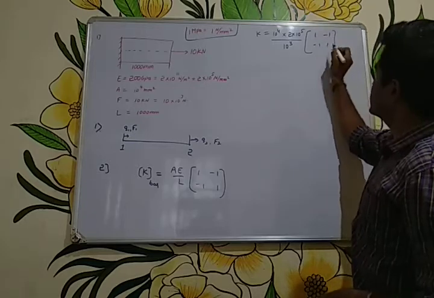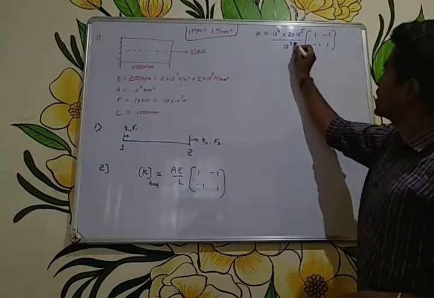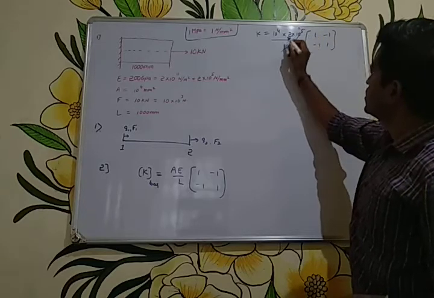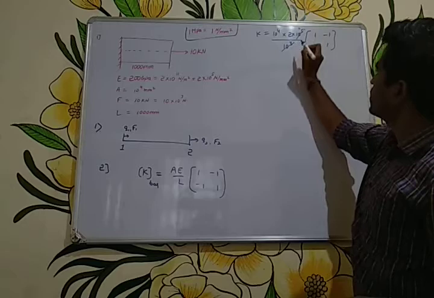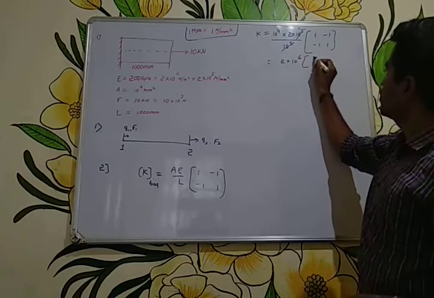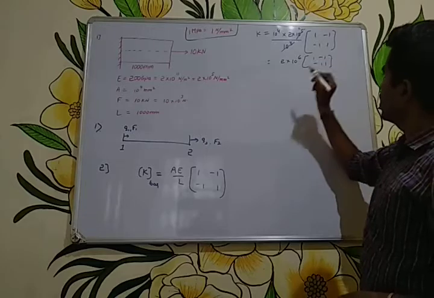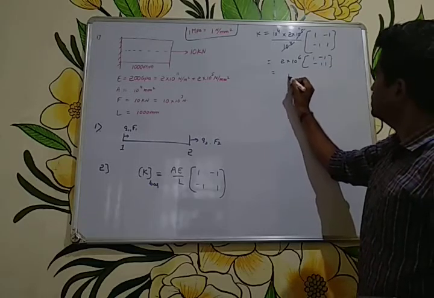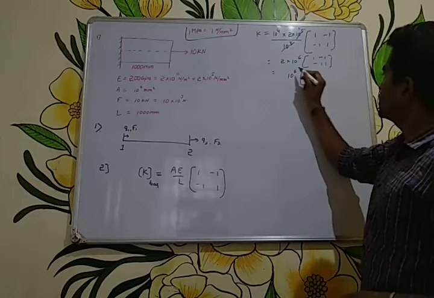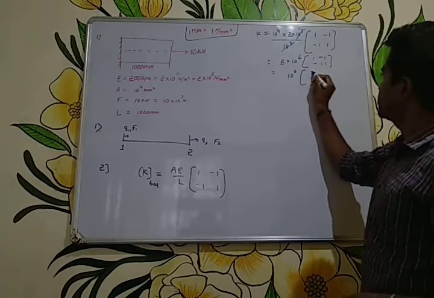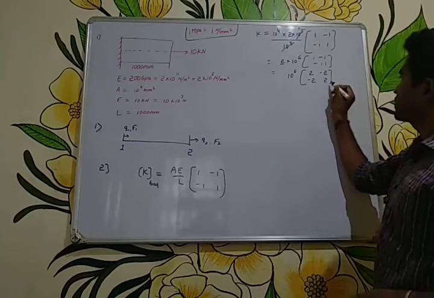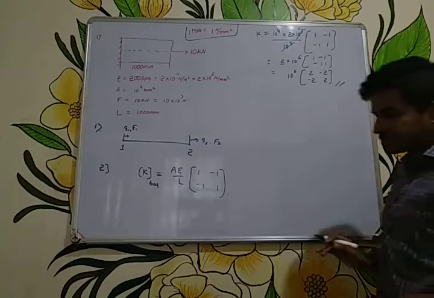1 minus 1 minus 1 as it is. Now 10 to the power 3, 10 to the power 5, here 2 remains. So totally you will get 2 into 10 to the power 6. 2 into 10 to the power 6, 1 minus 1 minus 1 1. Or else you better take 10 to the power 6 outside and multiply this element in the matrix. You will get 2 minus 2 minus 2 then plus 2. So this is the stiffness matrix.